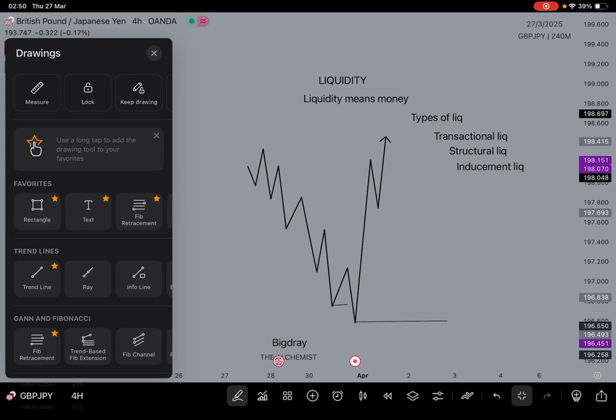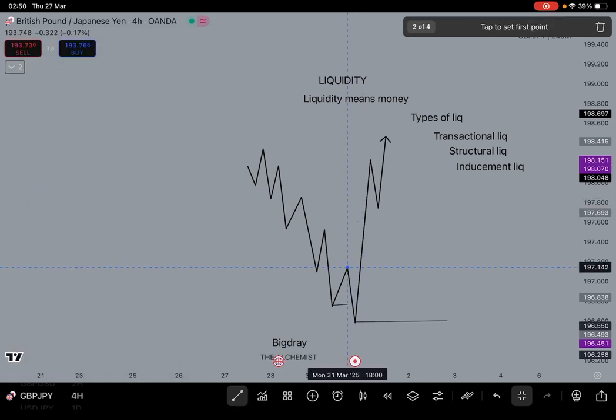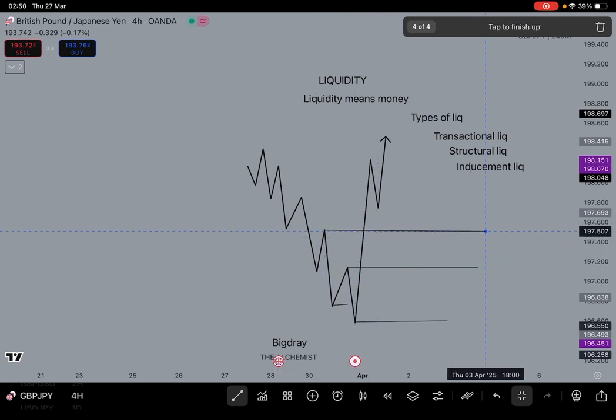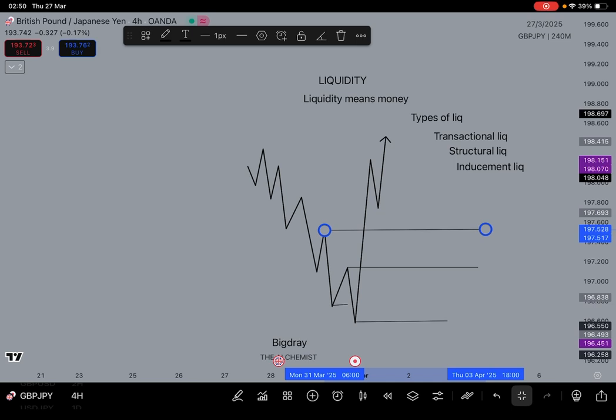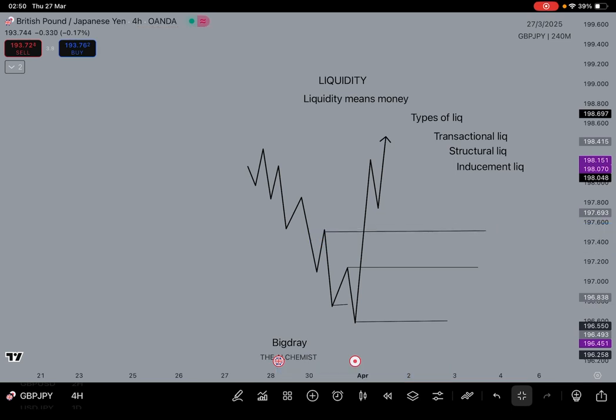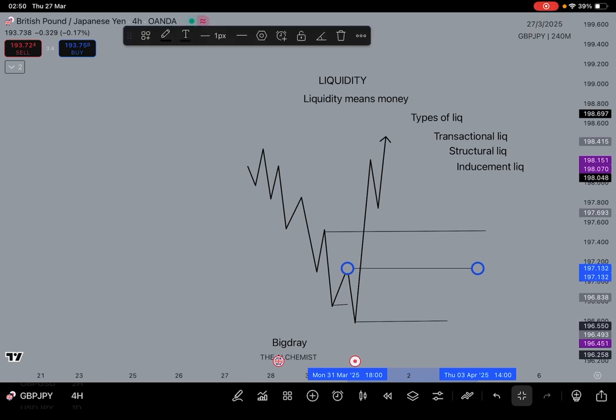Then we have our RBS here. Resistance becomes support, also known as market structure shift or change of character. Then we have a break of structure. Market breaking two highs is always a break of structure. The first high after a sweep is calculated as what? As the market structure shift, and the second high is calculated as what? As a break of structure.